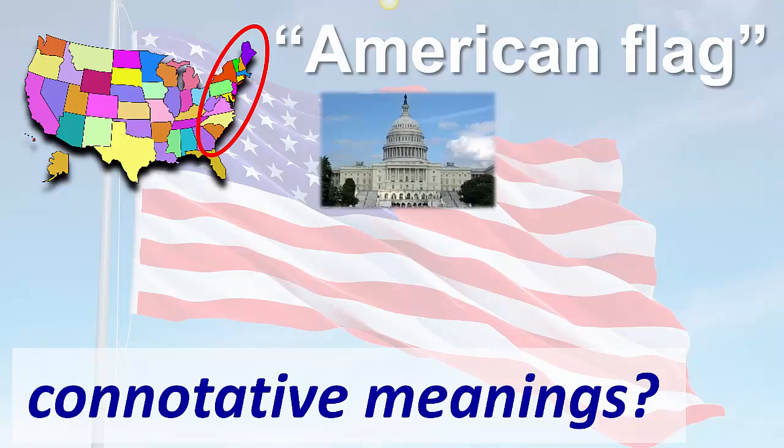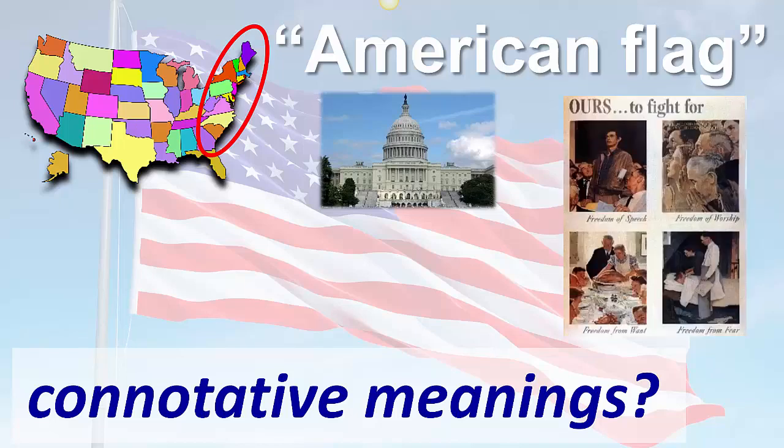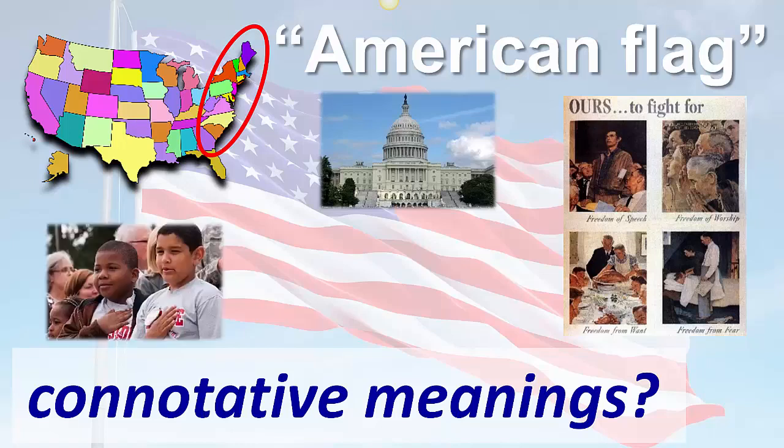We think about the various institutions that go into American politics and government. We also think about the various rights that attach to American citizenship that are codified in the Constitution and are part of our political culture. Things like freedom of speech and freedom of religion. We also think about the various social norms and rules and responsibilities that attach to the symbol.